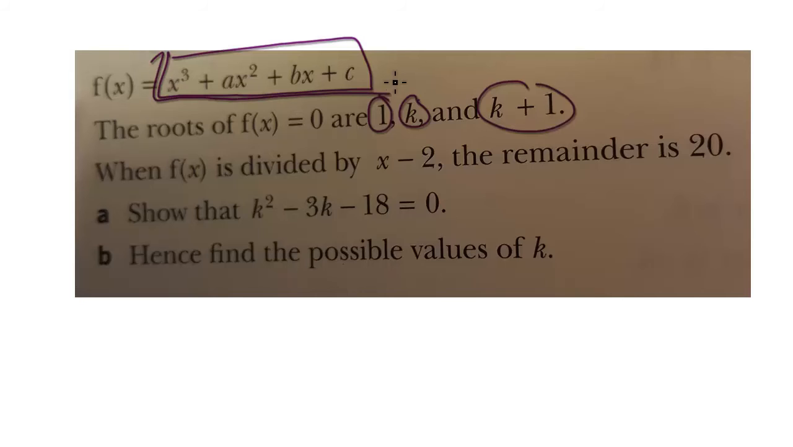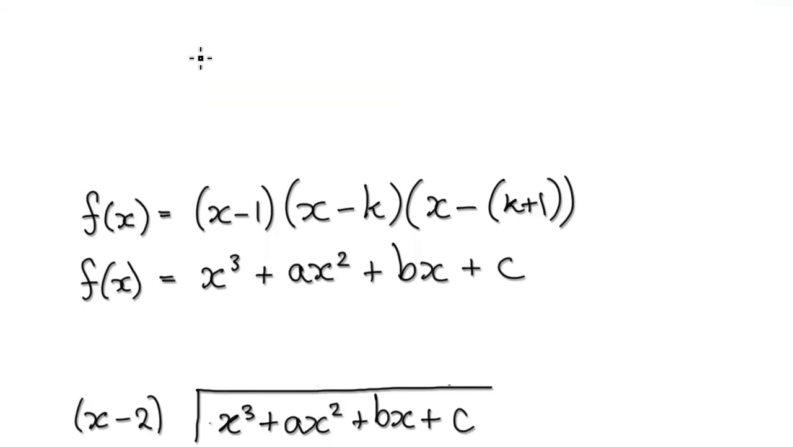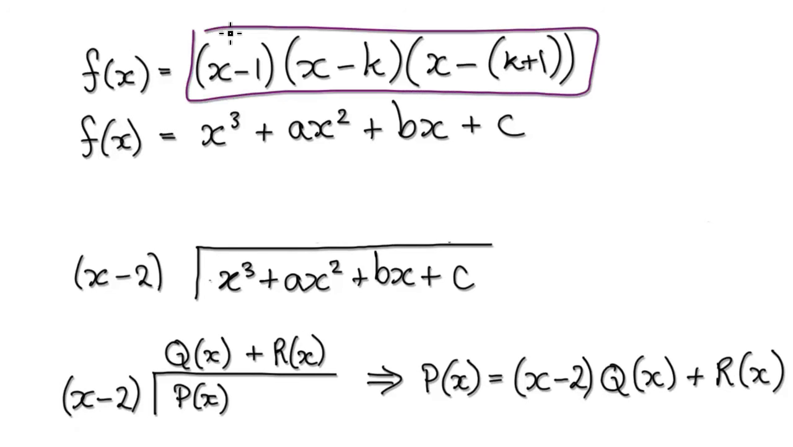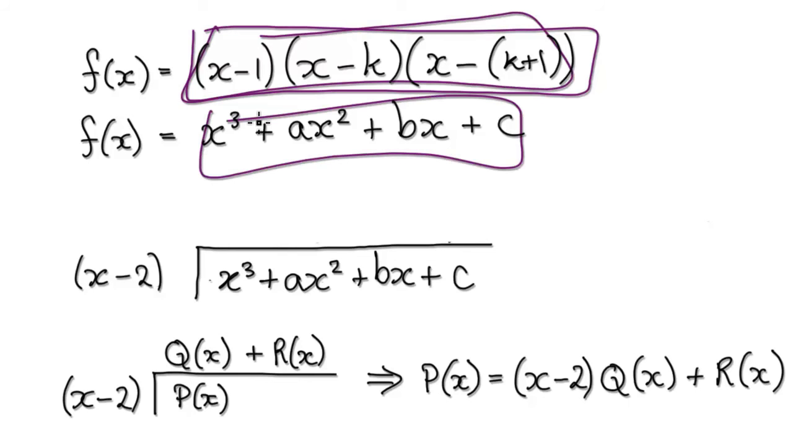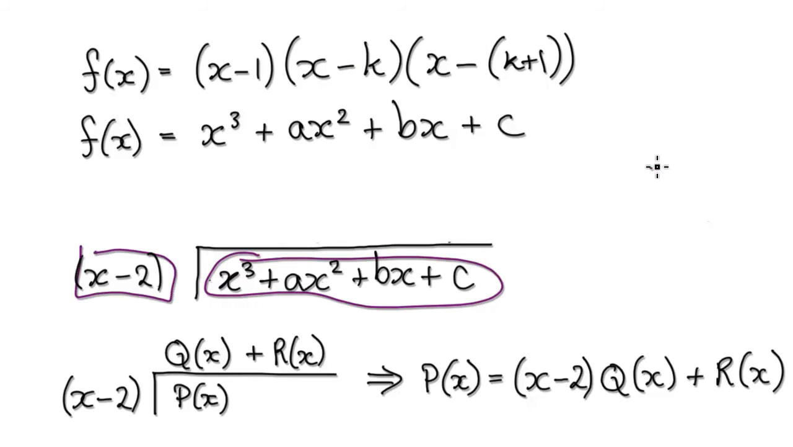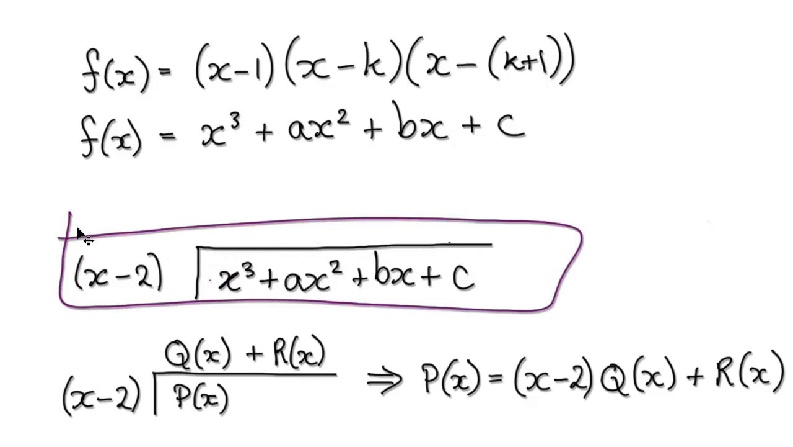So this whole thing here can be rewritten as this thing here. So this is exactly the same as this, but just written differently. And you're told that when you divide the function by this, you're going to get a remainder of 20. That's in the question. So you guys would normally just blindly jump to this and do your long division.